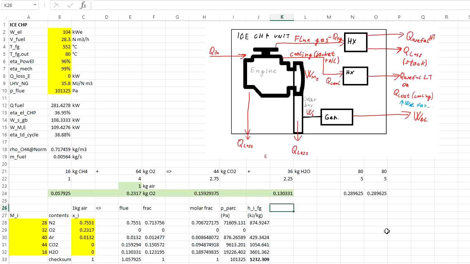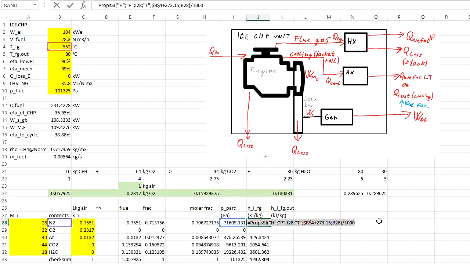Now enthalpy at the flue gas outlet. Enthalpy HI per component, and it was flue gas out. Again, kilojoules per kilogram and Kelvin, and basically we can take the same function as we had over here. Just the only thing that we will switch is the temperature.